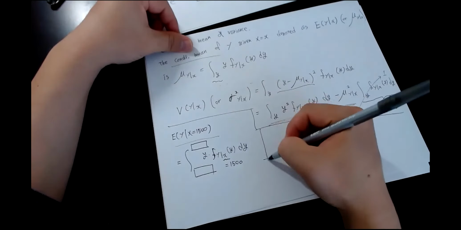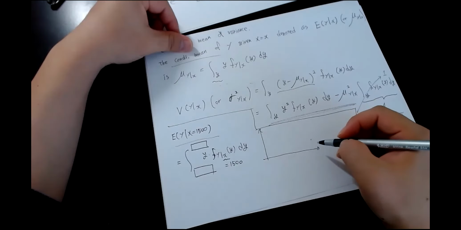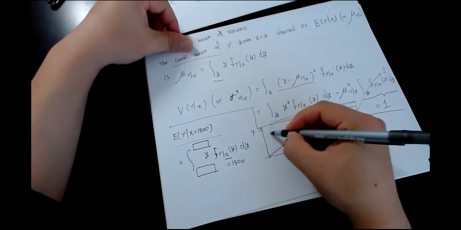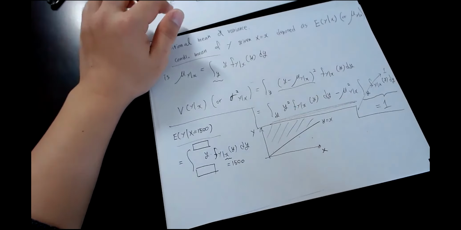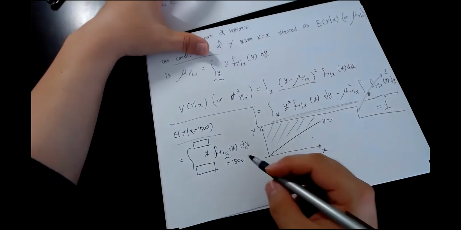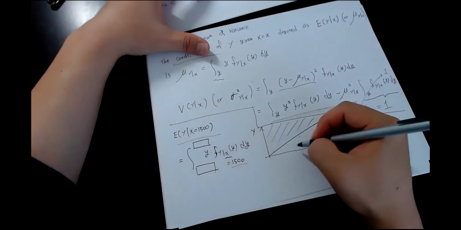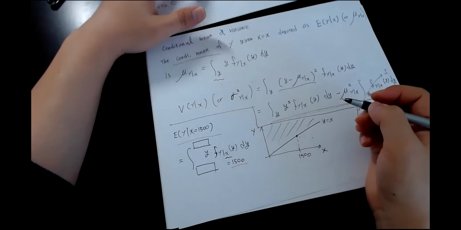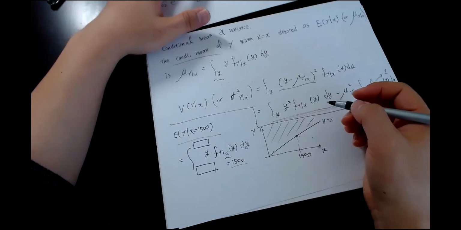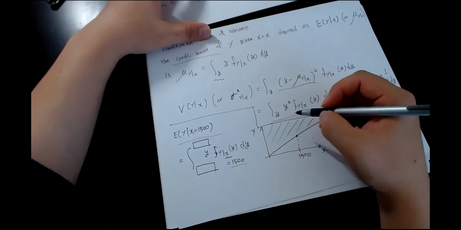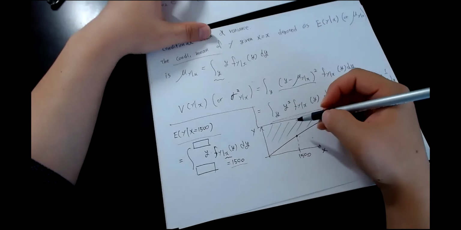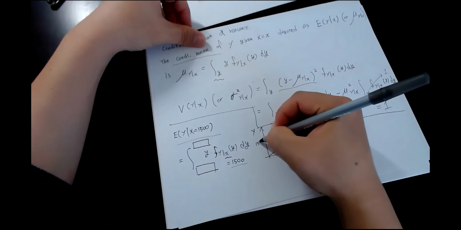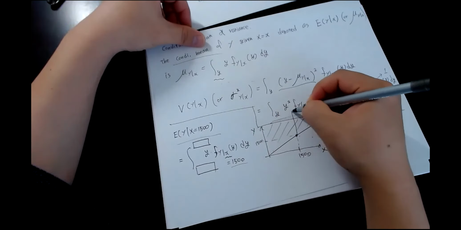Let me draw the domain of the joint PDF. So x, y, right here. This is y equals x, so that's the domain right here. But x is fixed as 1500, so let's say here's 1500. Then we want to take the integral with respect to y. The limits of the integral with respect to y are going to be starting from 1500 to what? Infinity.